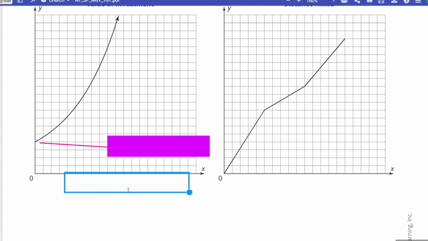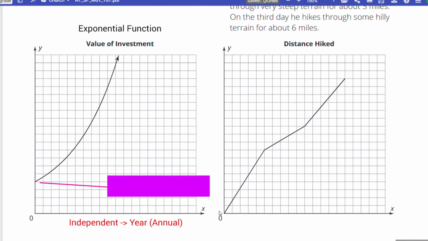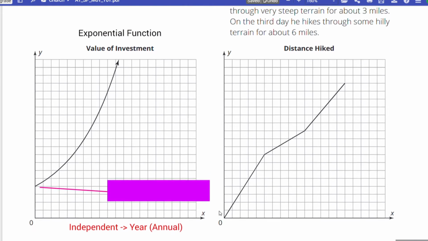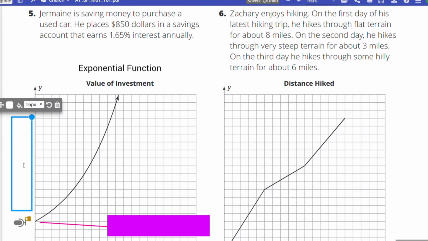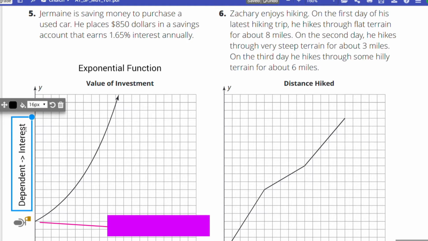So the next thing is that I would say that our independent variable is years. We're measuring it in years. Annually means once a year. So then our dependent variable, depending on how you interpret the graph, but based on the information, I'm going to say that maybe it's the total sum of the interest plus the original investment.